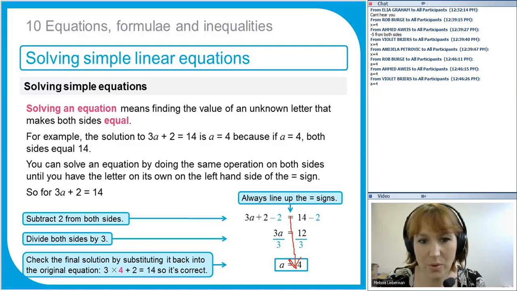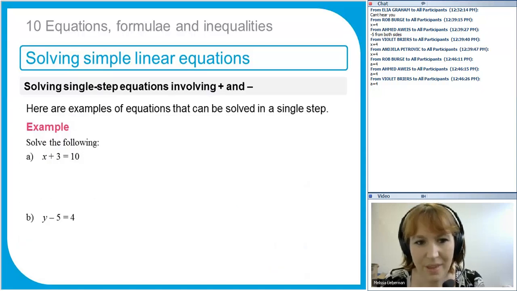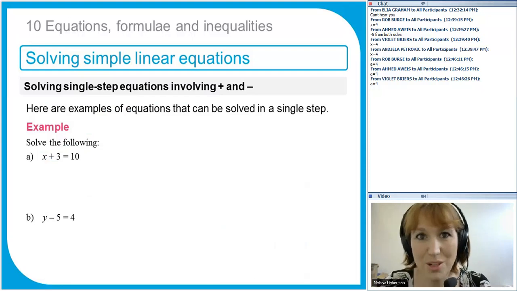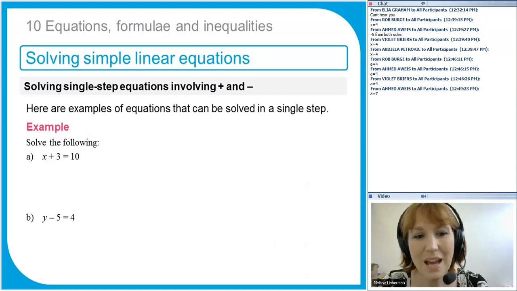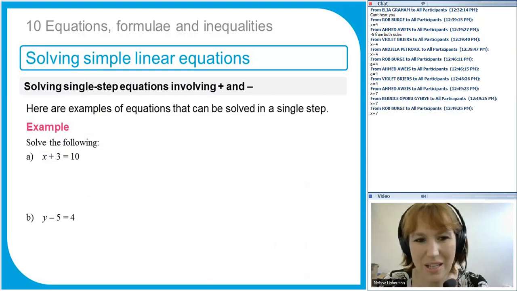Let's have a look at a couple more examples. So we'll start with some really simple ones. Solve the following equations. Now you can probably do these ones in your head, but I just want you to set them out in the proper way that we do in algebra. If you can do it in your head, fair enough. But the reason you need to learn the method is that equations are going to be much more difficult as you work through the course. So it's good to get into the habit of doing it in the right way.